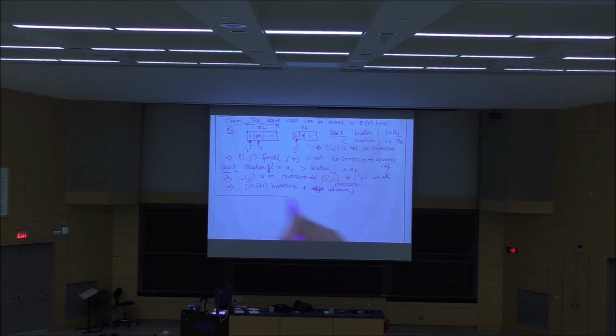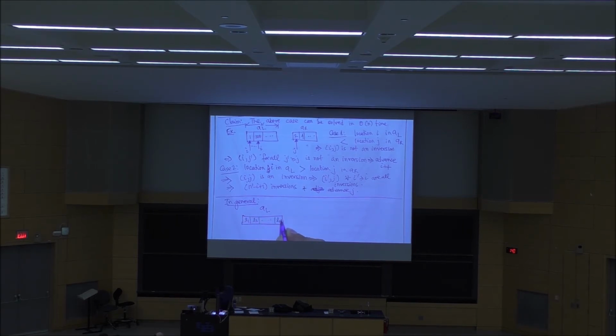So let me tell you the general algorithm. In general, what I have is my left guy, and just to make the indexing easier, let's say these are L1, L2, up to LN prime, and the right part is R1, R2, all the way up to, say, Rm. I have two arrays, both of which are sorted. One has N prime guys, and the other has M guys.